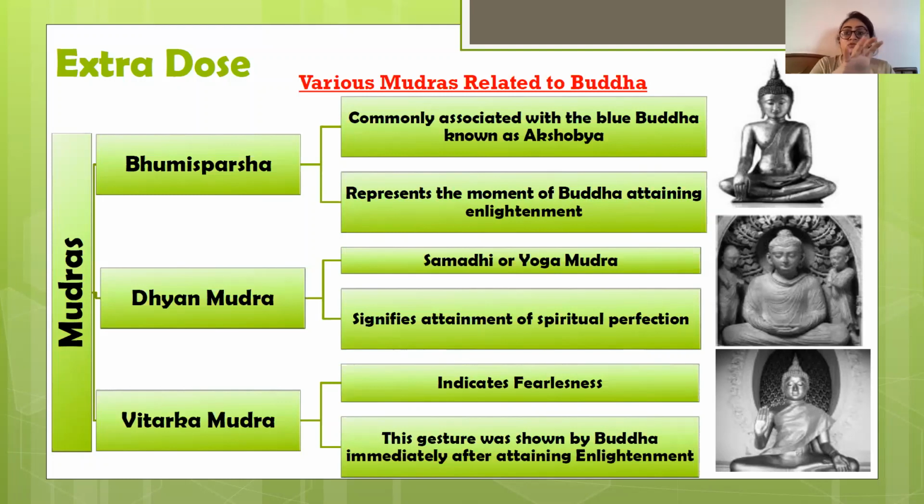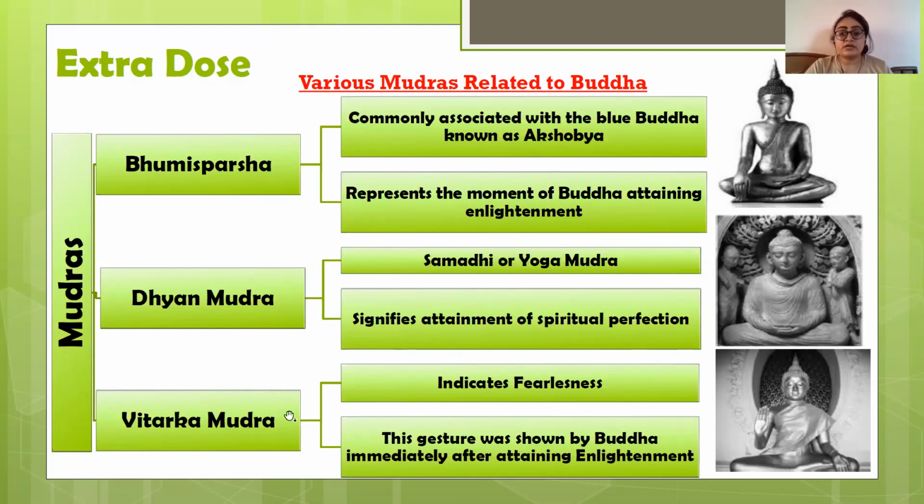Okay, so you need to remember the images in your mind with the names. Bhumi Sparsha means this image. Okay, then you have the Dhyan Mudra, meditation, very simple. It is also called Samadhi or Yoga Mudra, and it signifies attainment of spiritual perfection.